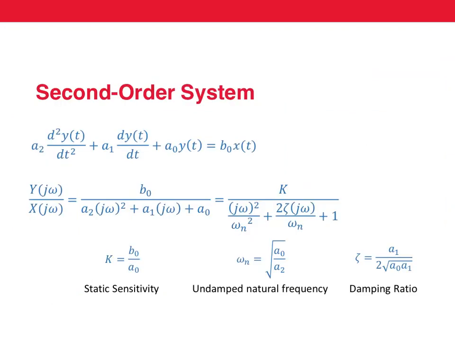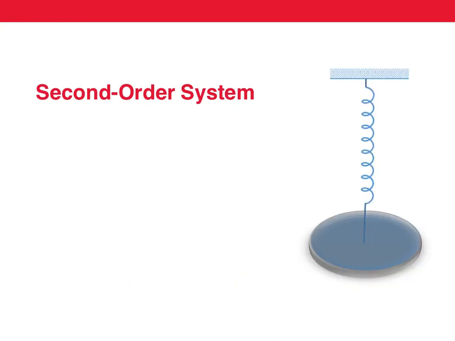Let's look at the second order system. The highest derivative in a second order system is the second derivative. The parameters that define a second order system are static sensitivity, undamped frequency, and the damping ratio. An example of a second order system is a spring loaded weighing machine. What happens when a weight is suddenly placed on it? It starts to oscillate, right? And the oscillations will slowly die down with time.